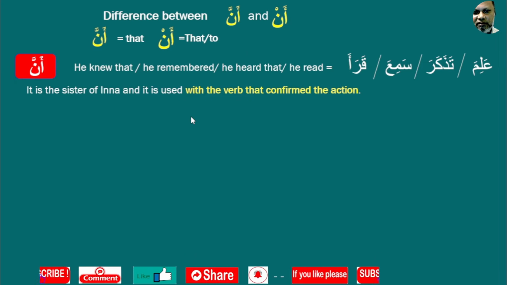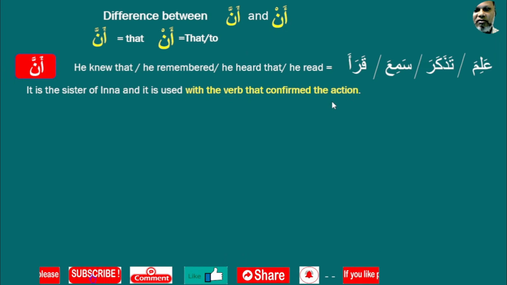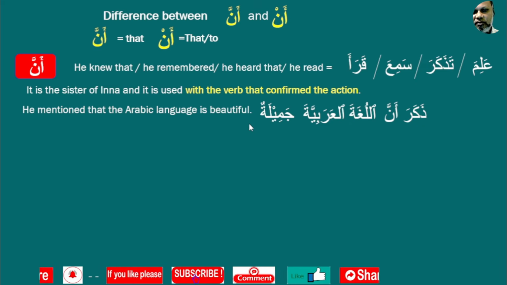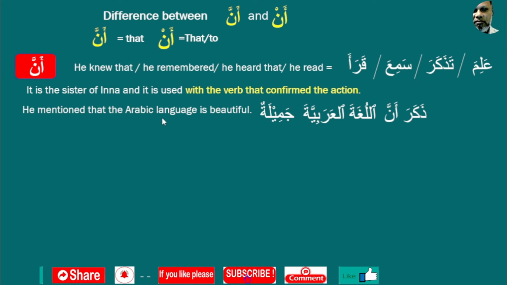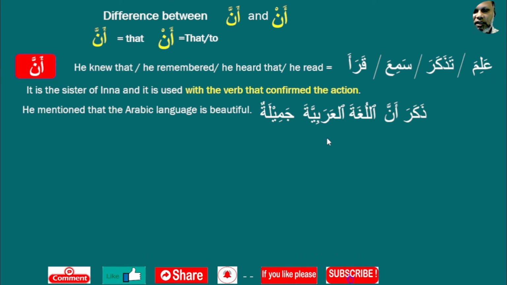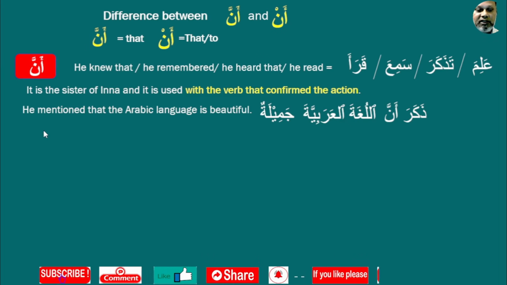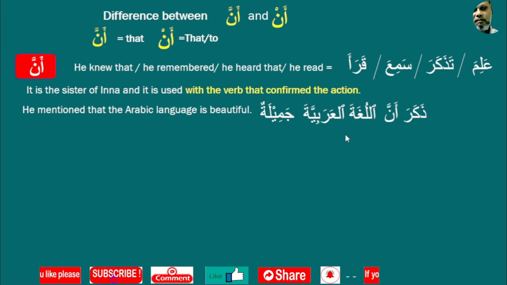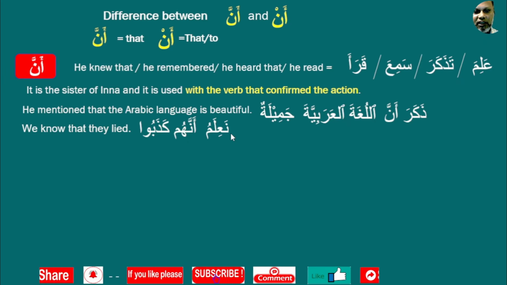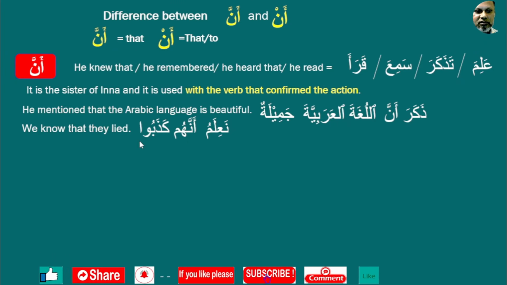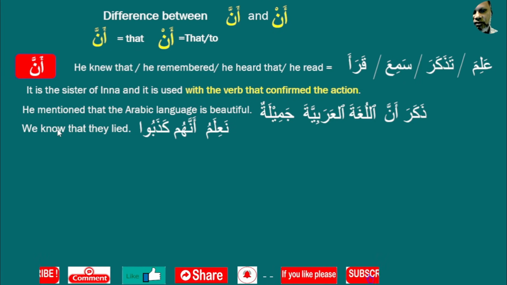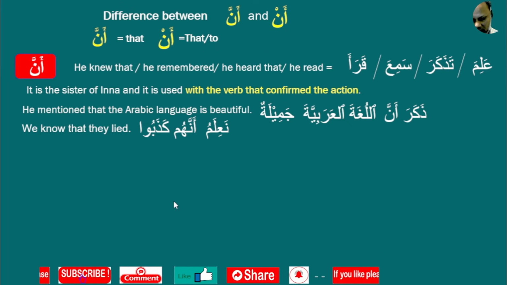It is the sister of inna, and it is used with verbs that confirm the action. Like he mentioned that the Arabic language is beautiful. Here he is confirming that the language is beautiful. Zakara anna al-lugata al-Arabiyata Jamilatun. He mentioned that the Arabic language is beautiful. It is a confirmed event. We know that they lied. Na'lamu annahum kazzabu. We know that they lied. So it is confirmed. We know means we already know. So in that situation, anna is used.